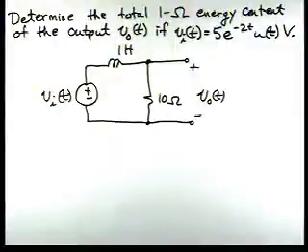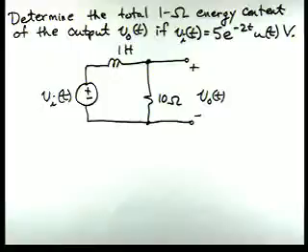In this problem, we're asked to determine the total 1 ohm energy content of the output V0 of t if Vi of t is 5 e to the minus 2t u of t. And really what we're going to do is use Parseval's theorem here. We'll come up with an expression of V0 of omega and use that.